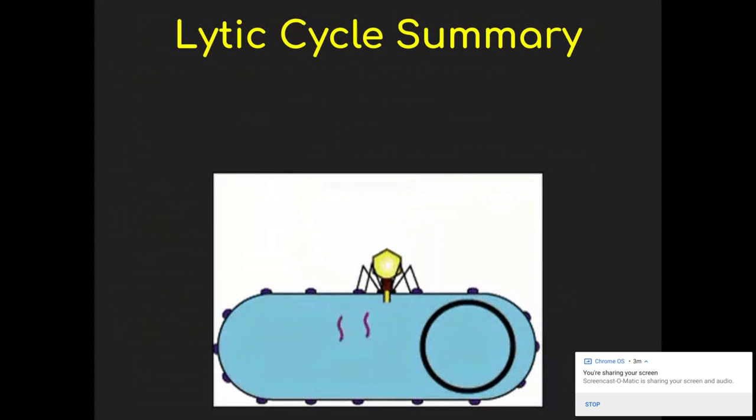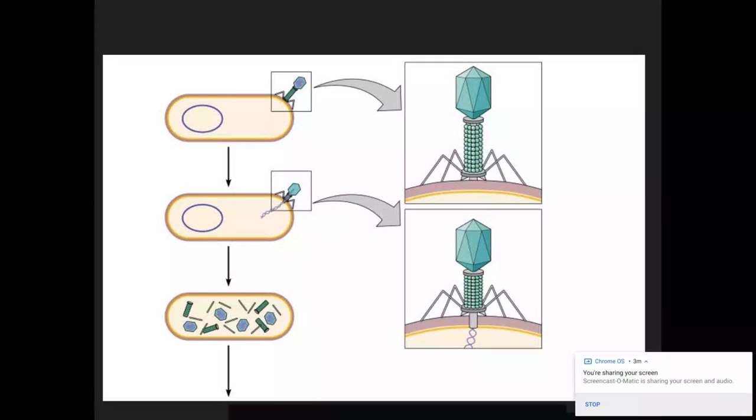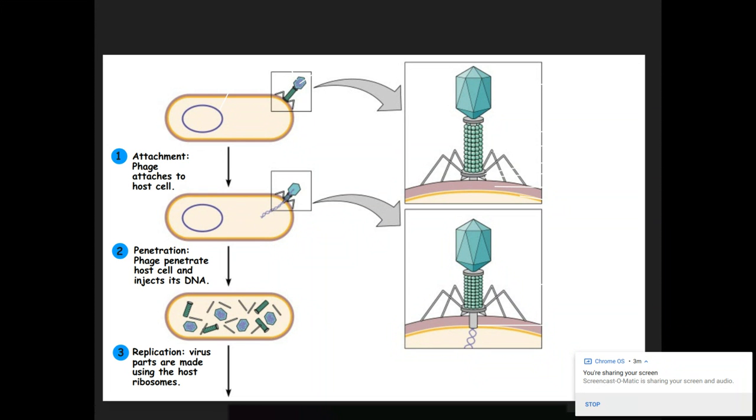Here's just a little animation that shows you everything I just went over. There's an attachment, there's penetration or injection of the viral DNA, there's replication, assembly, and then there's lysis. Super straight and to the point. Just remember the word lysis means to break open. So literally in the lytic cycle, the virus breaks open. This is just the same exact kind of information, just in more detail, so you can read through that when you do your note packets.